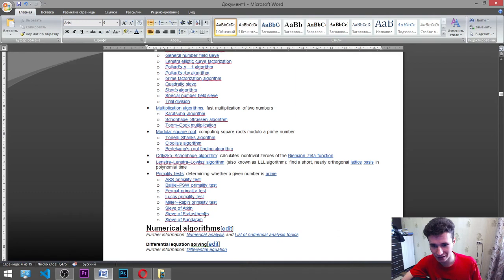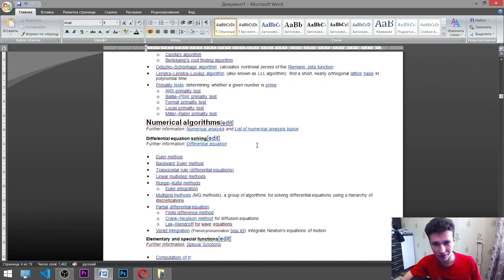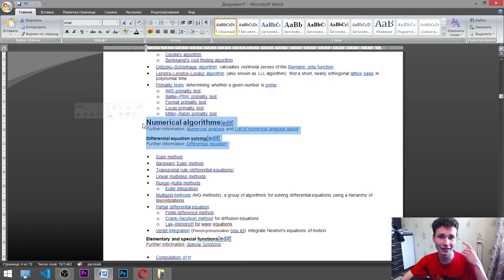Primality tests, Sieve of Eratosthenes, Sieve of Atkin, and Sieve of Sundaram, I know. It is about prime numbers. A prime number is a number that is divisible only by itself and by one.